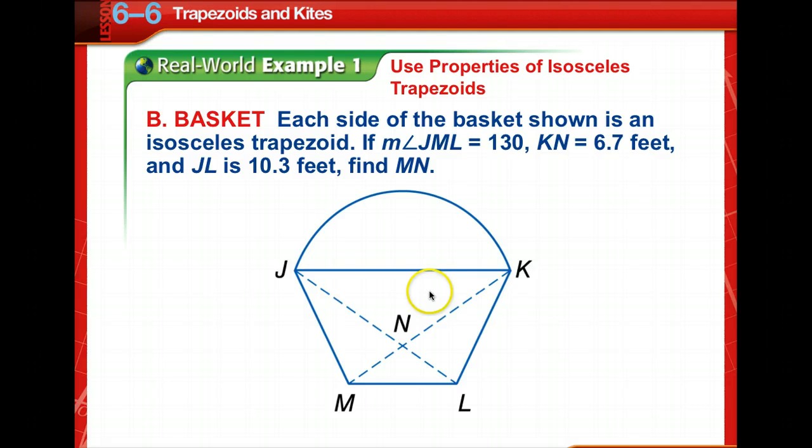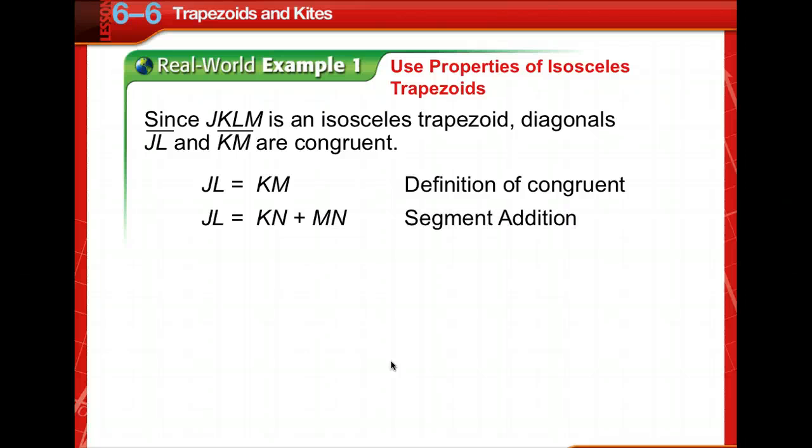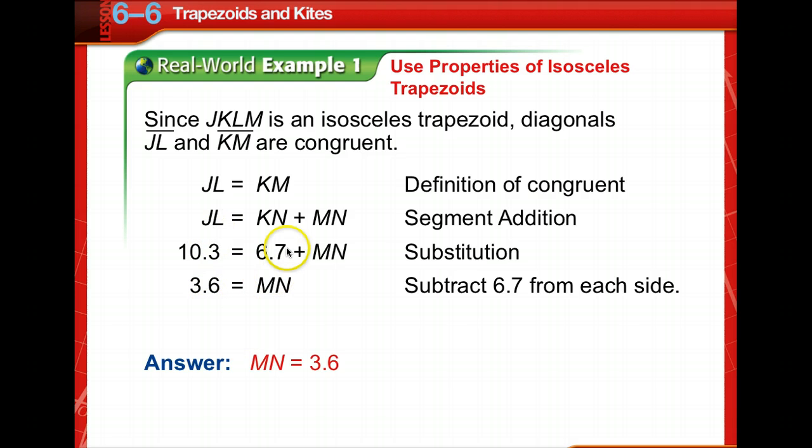Okay, we have the basket again. If JML is 130 and KN is 6.7 and JL is 10.3, find MN. Well, since JKLM is an isosceles trapezoid, we know that the diagonals are congruent. So by the segment addition property, we know that KN plus MN is equal to JL. Well, we've got the measurement for KN and for JL, so we simply are going to subtract 6.7 from both sides. So we know that MN is 3.6.